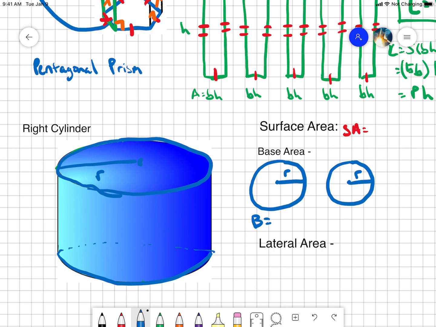2r times pi. It's close, but that's circumference. 2 pi r is circumference. So which one's area? We're almost there. Pi r squared, perfect, there we go. So the area of one of these guys is going to be pi r squared.